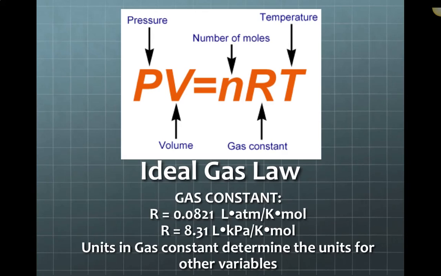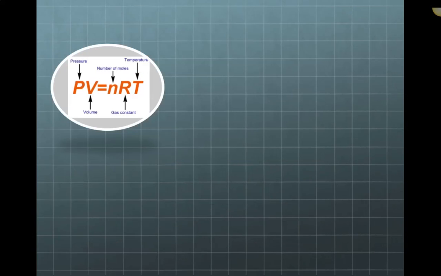Now that gas constant, we have two different gas constants that we can use. One is 0.0821, and that's liter atm per Kelvin mole, or we can use 8.31 liter kilopascals per Kelvin mole. Hopefully you can look at this and see that the only difference between these two gas constants is that unit of pressure. But when you plug in all of your variables, the units on the variables now have to match the units that are in your gas constant. So we have to be pretty particular in those units.